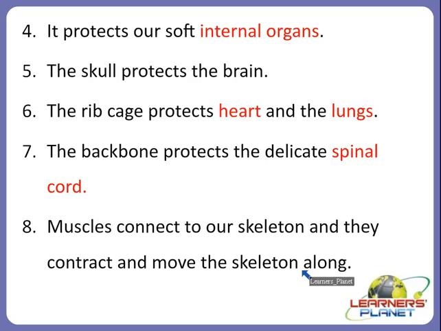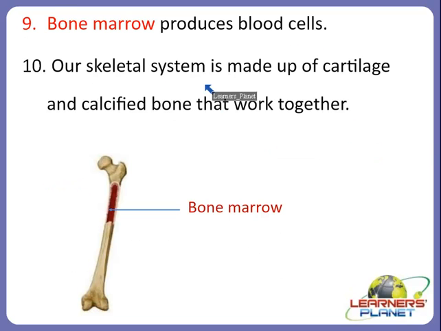Right? Our skeletal system is made up of cartilage and the bones. Let us discuss more about this. Yes, our skeletal system is made up of cartilage and calcified bone that work together. It helps in the process of movement. Right? And the calcified bones, which we discussed here, are the bones of our skeleton, which also work with the circulatory system. How does this work?